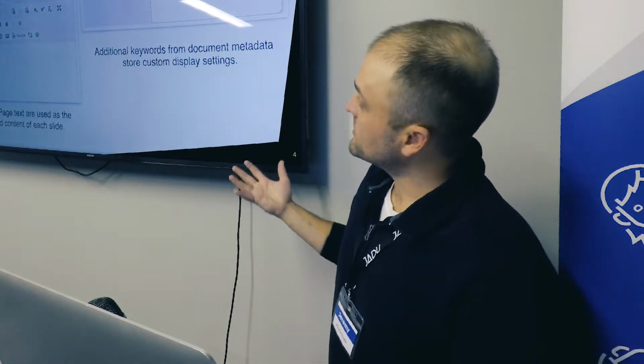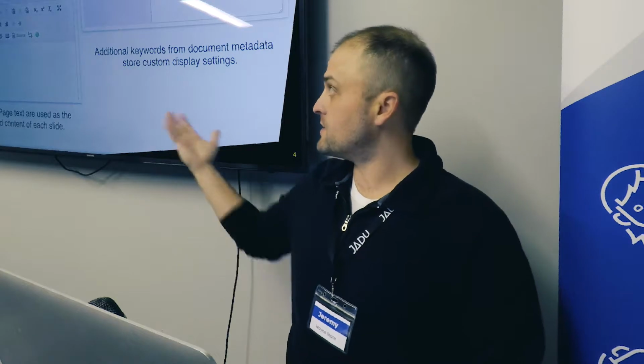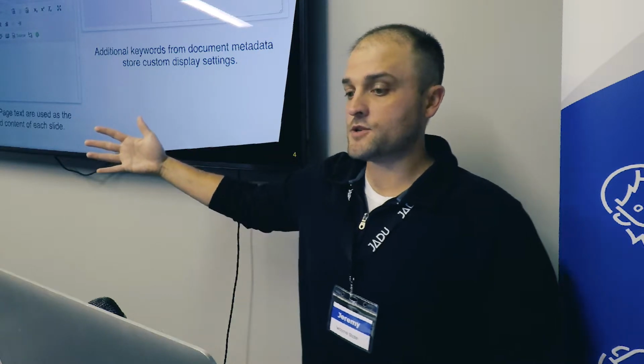So here's how we initially set this up. Our document pages, you can see, have an image. The page image functions as a background for the slide, and then any content in the page text would just get overlaid on top of that background image. That gives us all the flexibility we need in the HTML editor to create whatever kind of custom look and feel we wanted on a per slide basis on our slideshows.